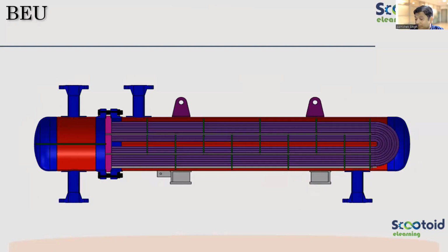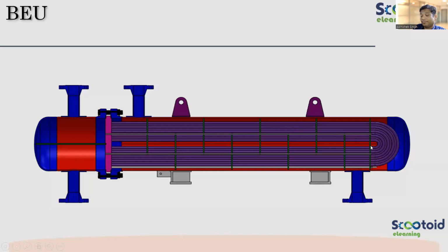Now in BEU, what do you think? If I have the same configuration here, do you think there will be a problem? Do you see there will be a problem for the U-tube type because of the thermal? No problem, because the tubes are bent. First of all, it's already bent.